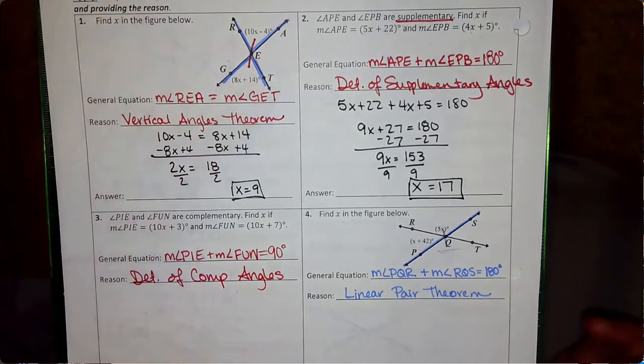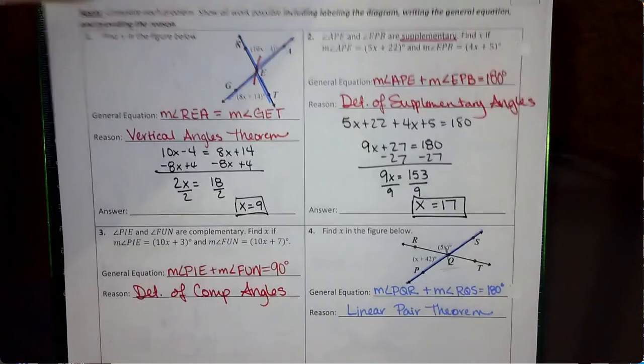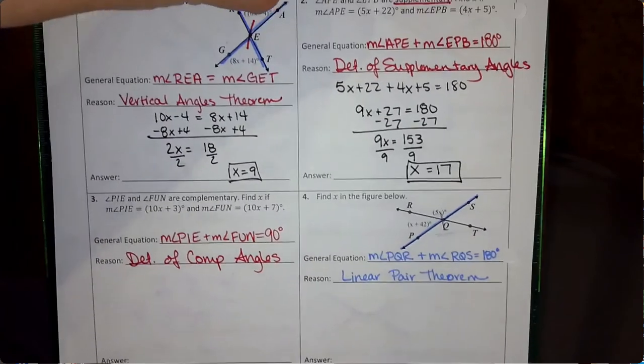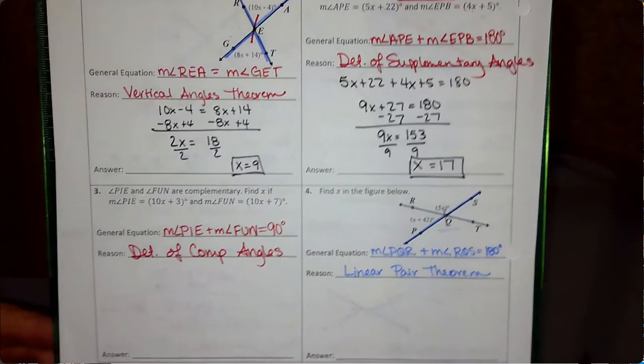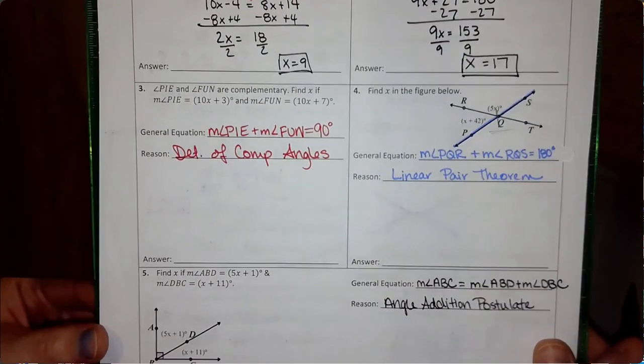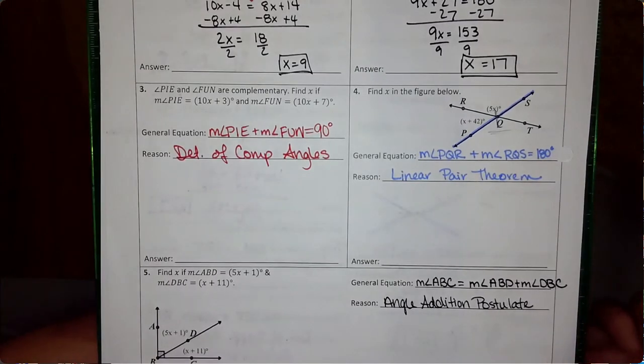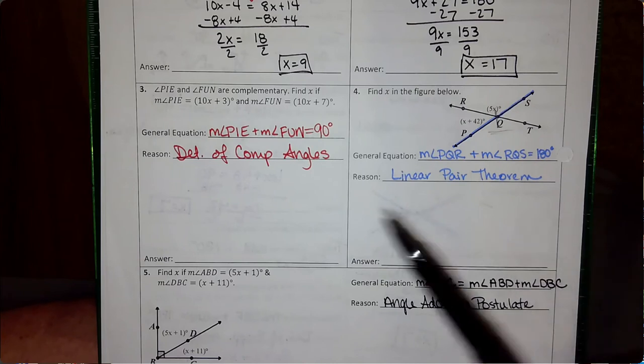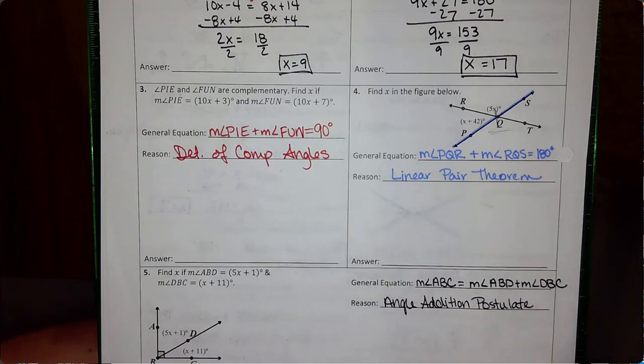The next question we have is number 3. With number 3, angle pi and angle fun are complementary. Find x if the measure of angle pi is 10x plus 3 and the measure of angle fun is 10x plus 7. Based on the word complementary, we said that the two angles' measures add up to equal 90. So the reasoning is definition of complementary angles, the shortened version of complementary.